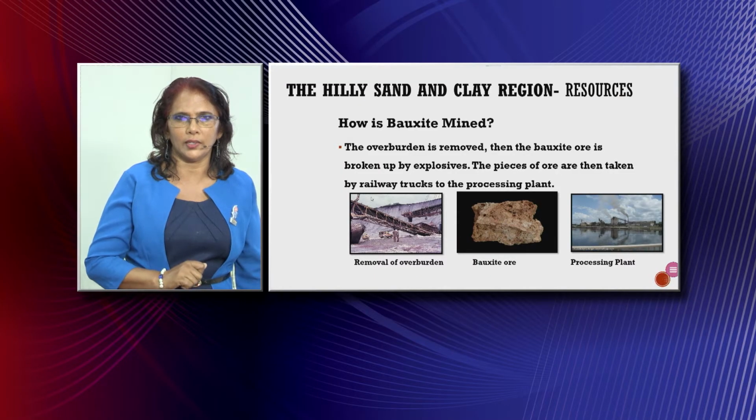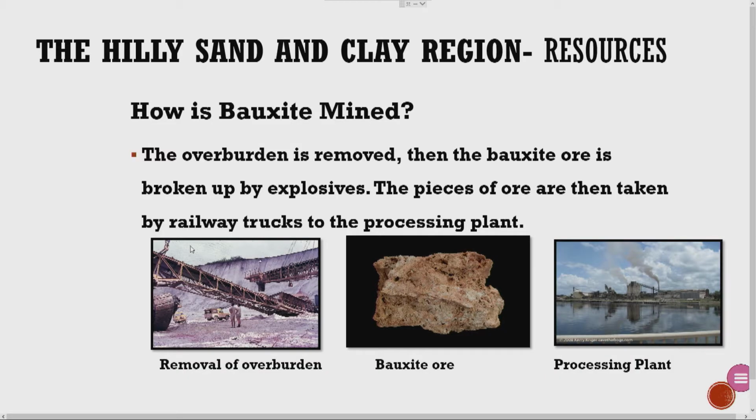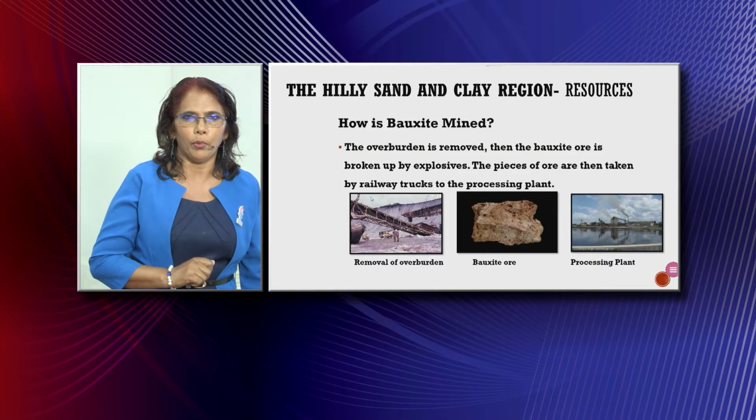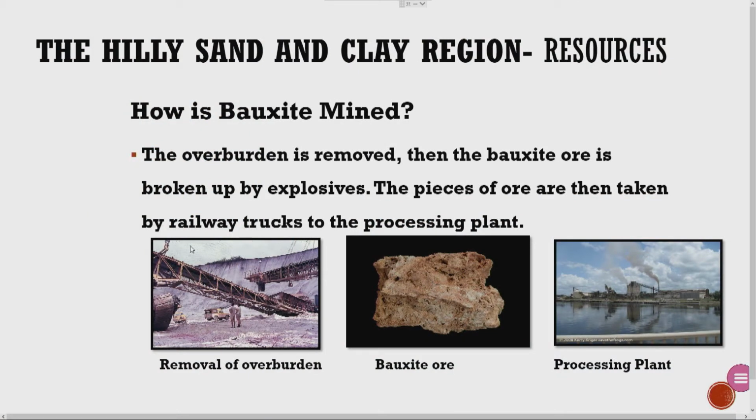How is bauxite mined? The overburden is removed, then the bauxite ore is broken up by explosives. The pieces of ore are then taken by railway trucks to the processing plant.